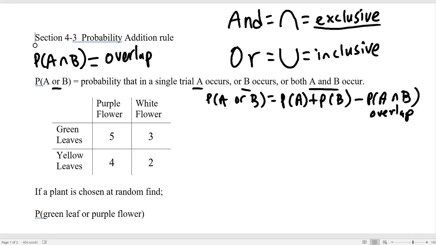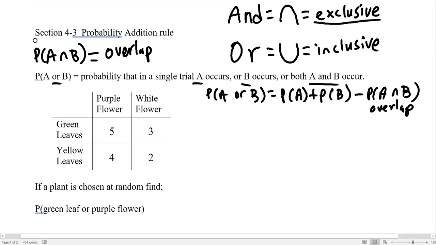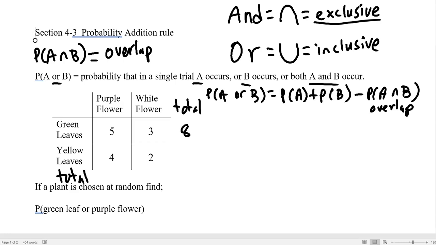Well, it's easy to show you. If I wanted the probability of a green leaf or a purple flower from this table, I have the totals we can calculate. Total green leaves are 8. Total purple flowers are 9. So if I said green leaf or purple flowers, I should get some totals. So this is 6 yellow, 5, 9 and 5 is 14, 8 and 6 is 14. So our total is 14. That's our N, kind of our complete total, right?